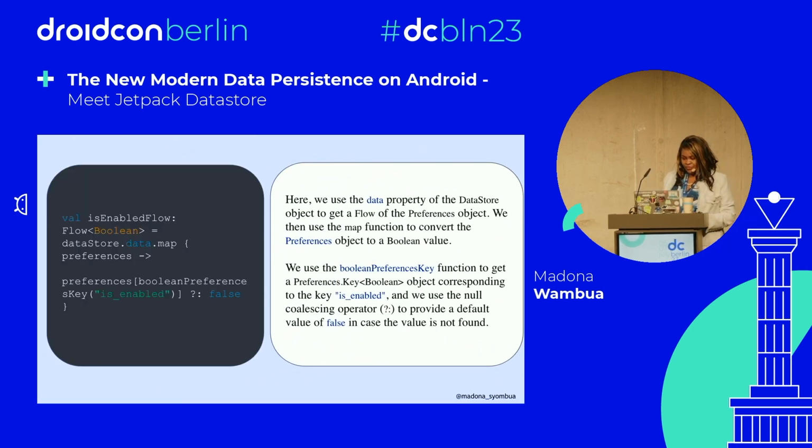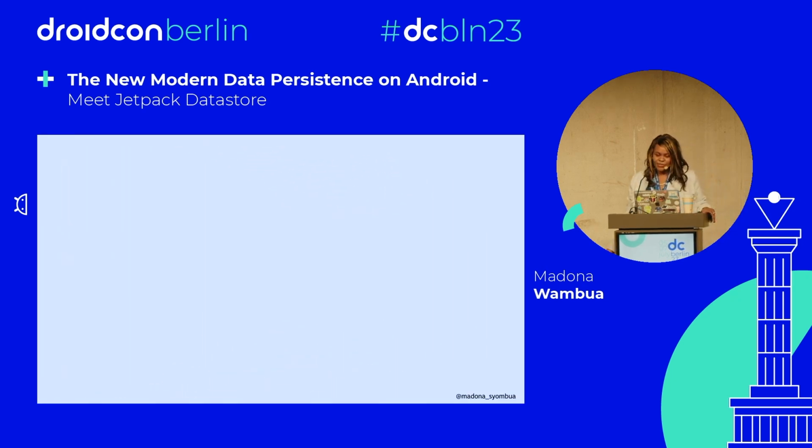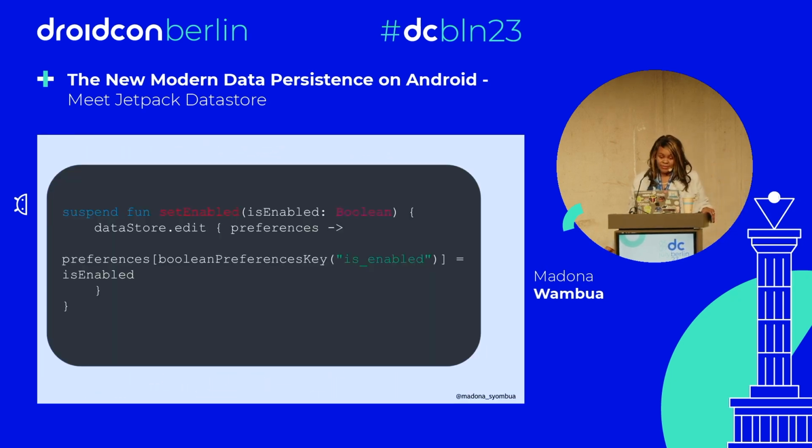Now, as you can see, you definitely need to replace your shared preference code. I'm just explaining here that we use the data property of the data store object to get a flow of the preference object. Then we use the map function to convert the preference object to a Boolean value. And to write to the data store, it's pretty straightforward again, just the previous steps once you've done the migration.